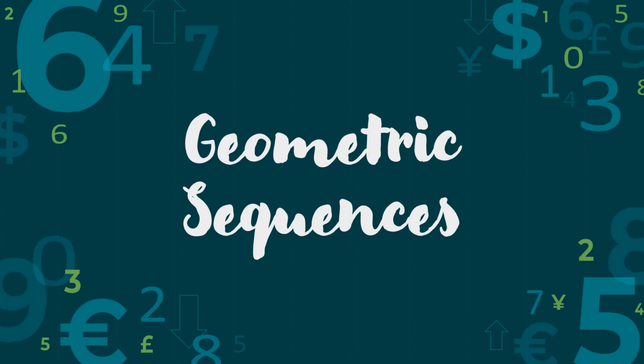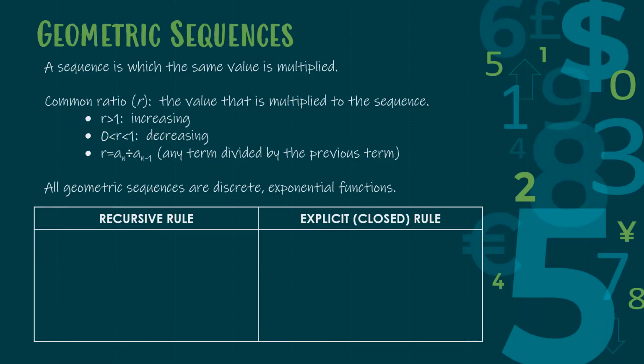Now let's talk about geometric sequences a little bit more in detail. A few reminders: a geometric sequence is a sequence in which the same number is multiplied. We call that number the common ratio and we use the letter r. If the value of r is larger than 1, then your sequence will increase. If the value of r is between 0 and 1, it will decrease.